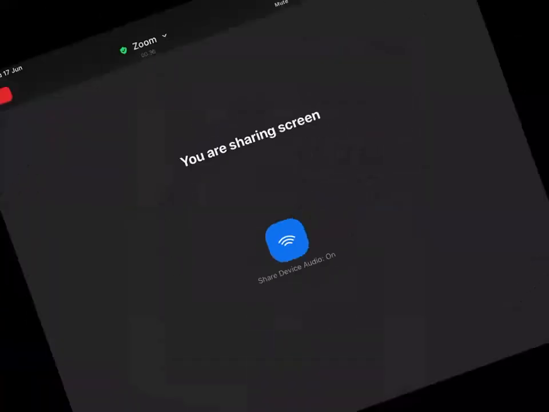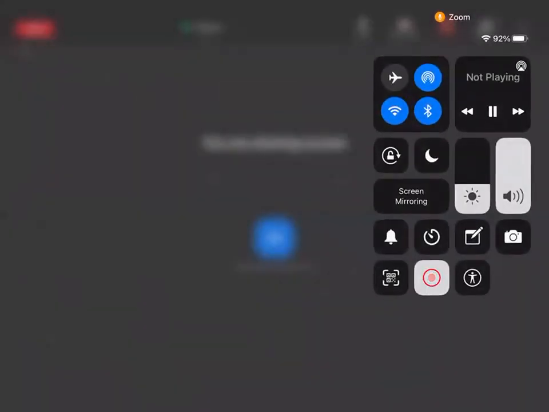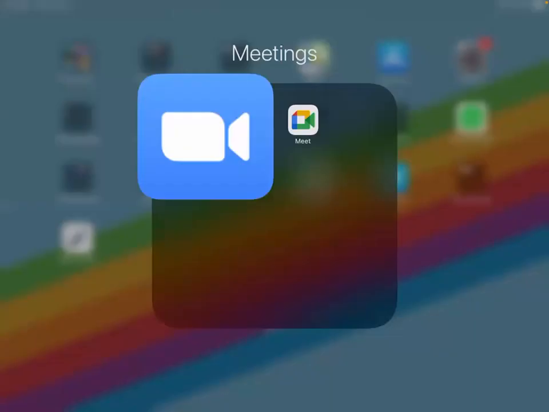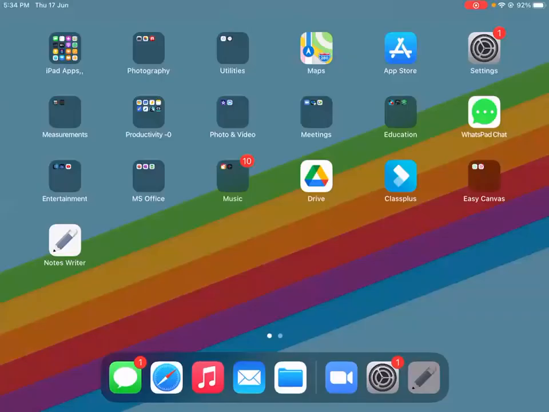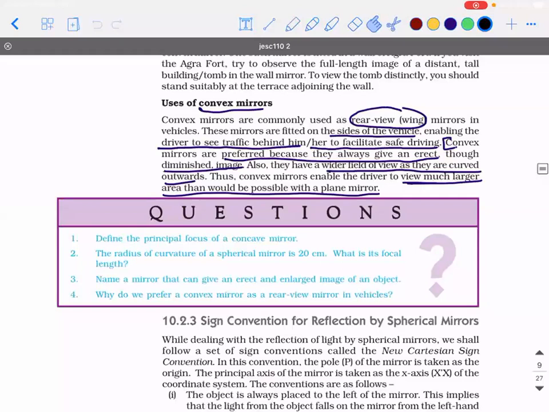So what was the last topic we were seeing, guys? I remember explaining about the ray diagrams of a mirror. I'll be seeing the next topic, that is sign convention for reflection by spherical mirrors.